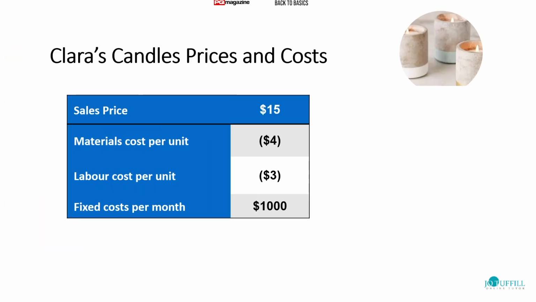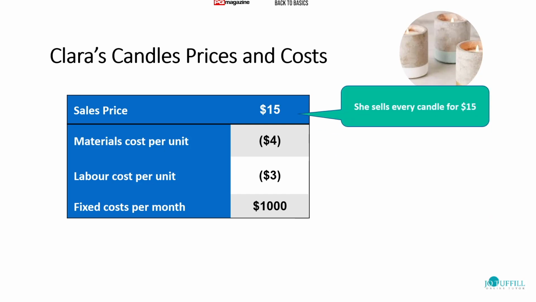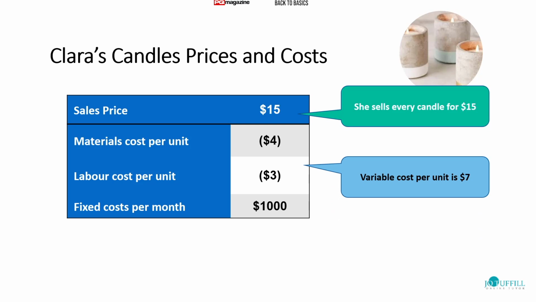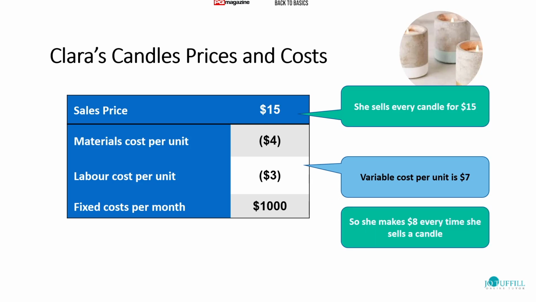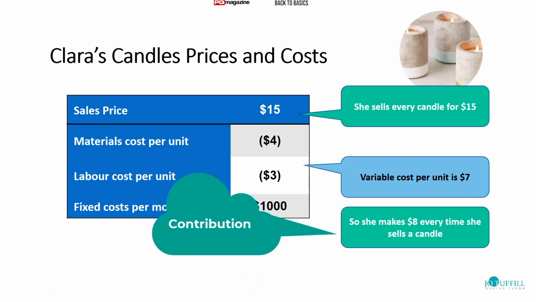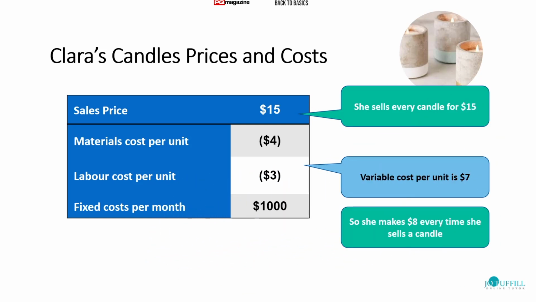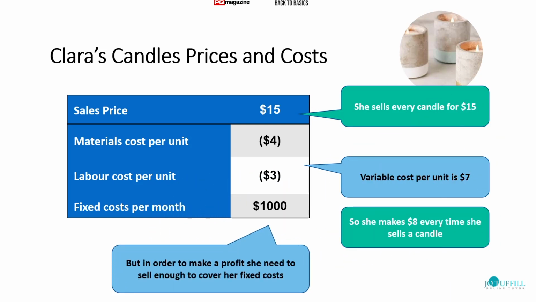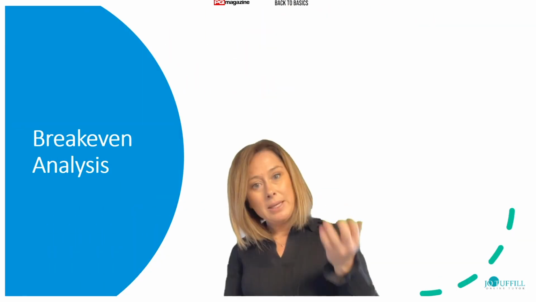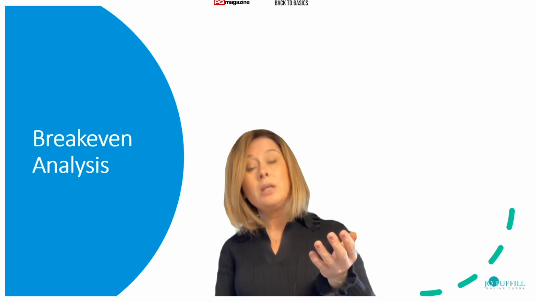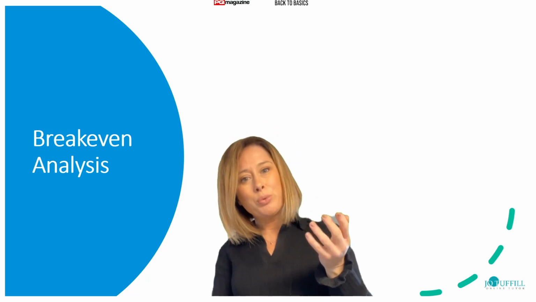Now, Clara's candles prices and costs are as follows. She's selling them at $15. She has total variable costs per unit of $7. This means that she makes $8 every time she sells a candle. This is called contribution, and it means contributing towards your fixed costs. So in order to make a profit, she needs to sell enough to cover her fixed costs of $1,000 a month. So how many candles must Clara produce to cover her fixed costs to start making a profit?